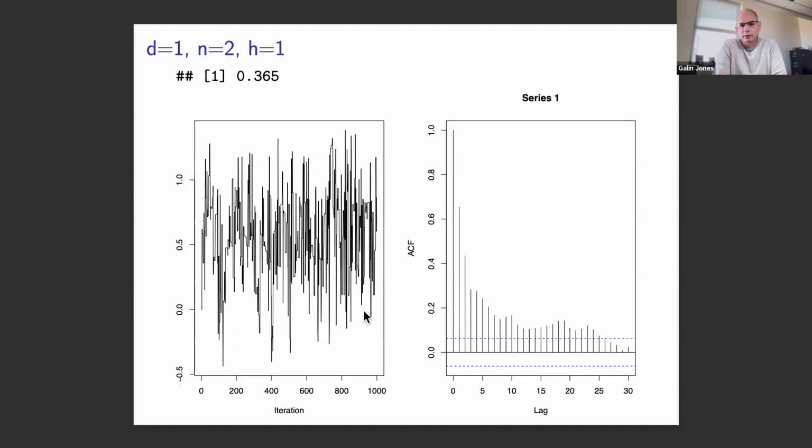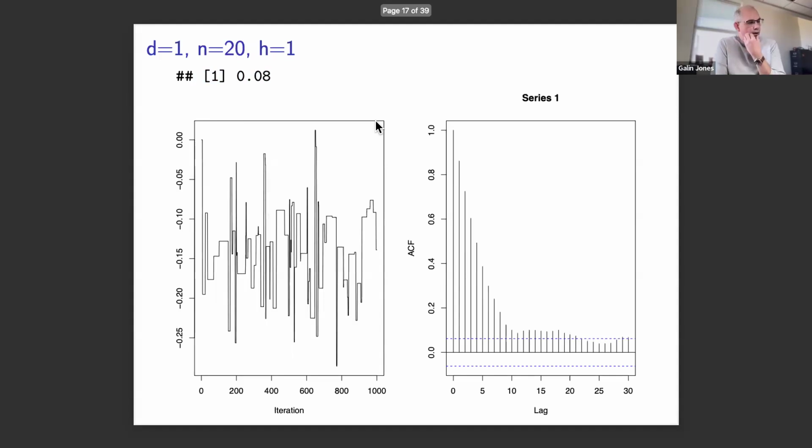The trace plot looks pretty good. The autocorrelation function looks pretty good. There's some autocorrelation, but it's not bad in this context. And notice that up here, I'm reporting the empirical acceptance rate. So 365 out of the 1,000 were accepted. If all I do is change the number of observations to n equals 20, then you get something that behaves much worse.